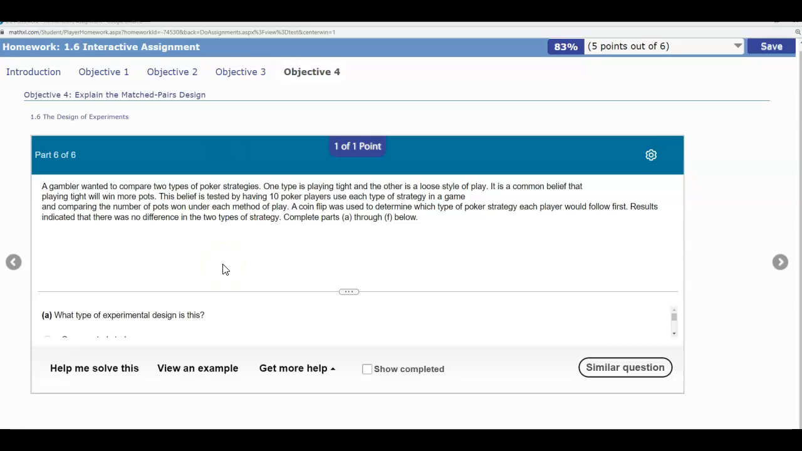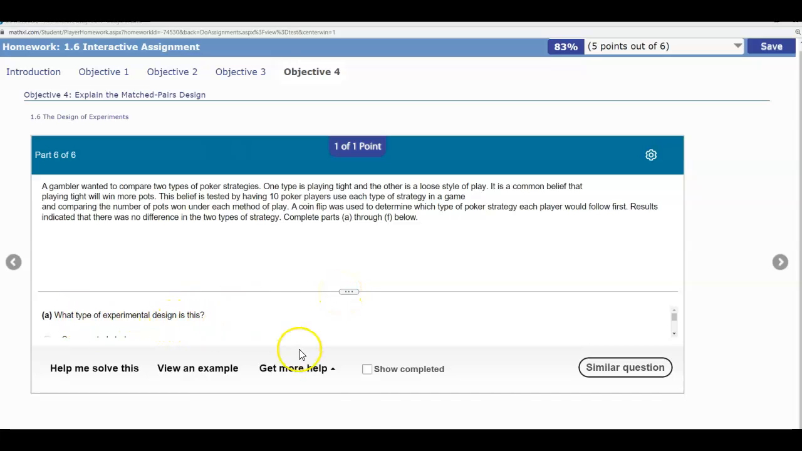This belief is tested by having 10 poker players use each type of strategy in a game and comparing the number of pots won under each method of play. A coin flip was used to determine which type of poker strategy each player would follow first. Results indicated that there was no difference in the two types of strategy. Let's complete parts A through F below.